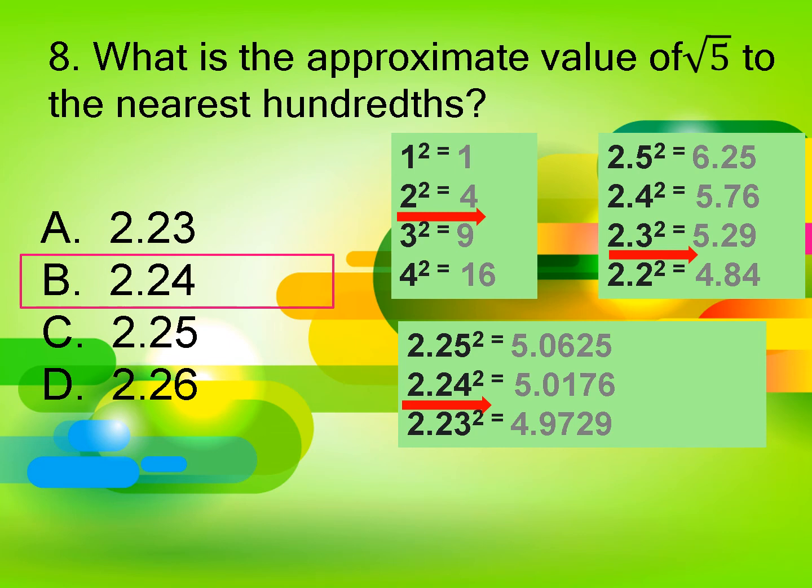2.24 and 2.23. And this time, we will determine which is the number which is nearer to 5. So what do you think is nearer? Is it 5.0176 or 4.9729? So, as you can notice, this 5.0176 is nearer to 5. Therefore, the approximate value of the square root of 5 to the nearest hundredths is 2.24.